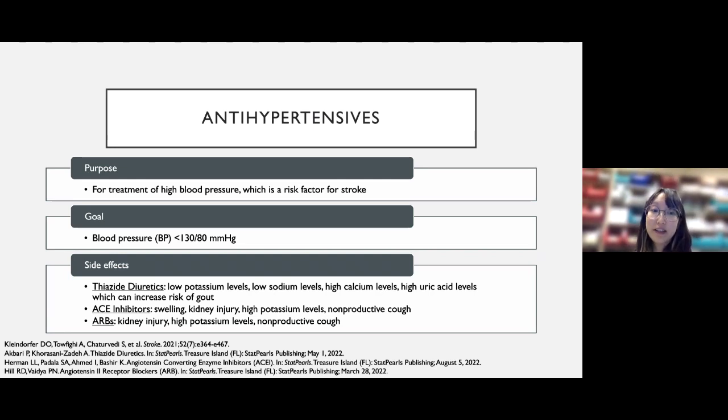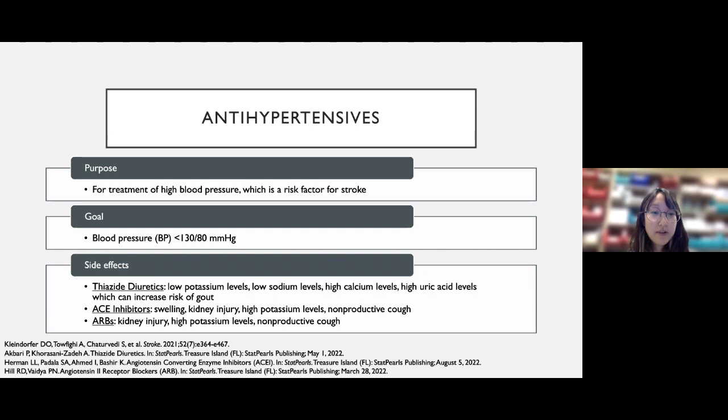So as a result, it's better to take these agents earlier in the day as opposed to later in the day, because if you take them later in the day, you may notice yourself getting up frequently while sleeping in order to use the bathroom. So in order to just make things more convenient for you, it may be better to take your diuretics earlier in the morning.